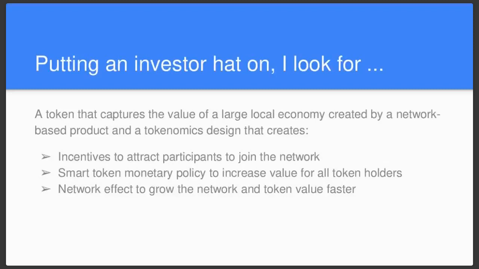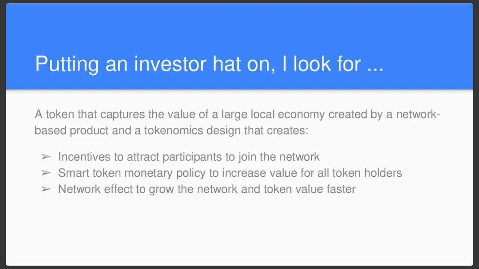So from an investor perspective, what I look for is a token that captures the value of a large local economy, and the economy is created by a network-based product. The token economic design also needs to create three things. The first is the incentives to attract network participants to join the network. Once they join, you also need to manage token monetary policies to increase the value of the token, and also increase the value for all the token holders.